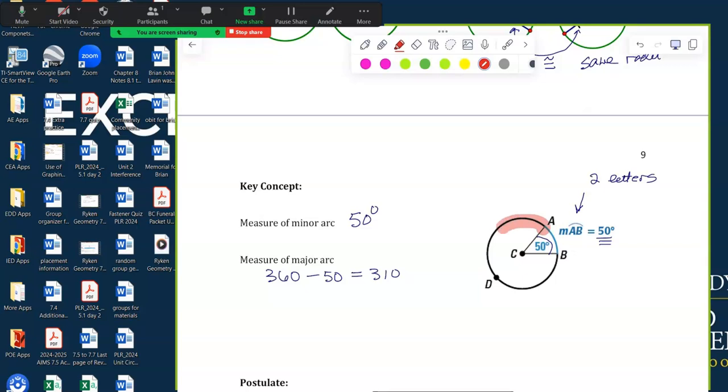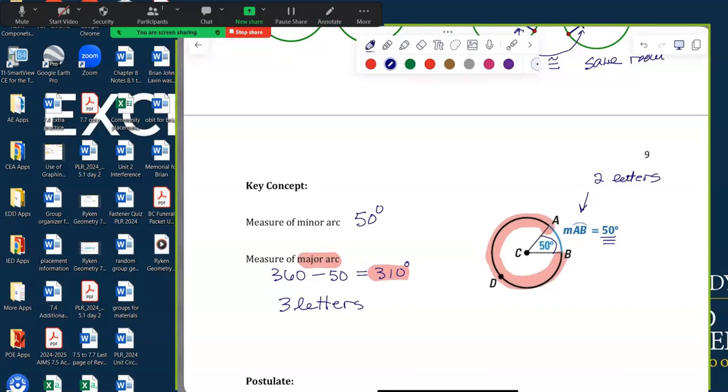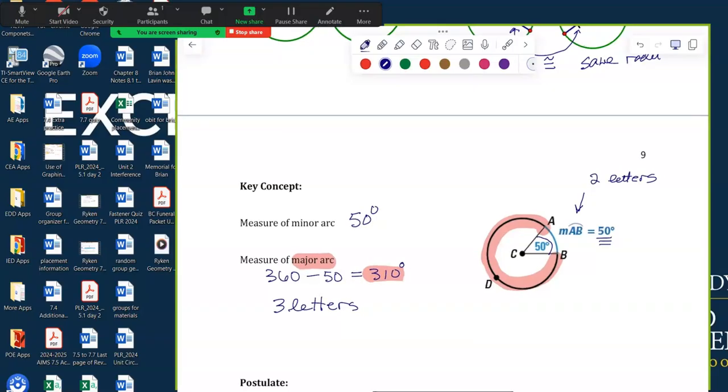Oops, sorry. Let me just keep going around. That is your major arc. When you name it, you need 3 letters. Okay, so you can call it, we can talk about that. We had the measure of arc ADB and make that arc symbol on top. See this little symbol? Be aware of that little symbol. That means you are talking about an arc and not an angle.